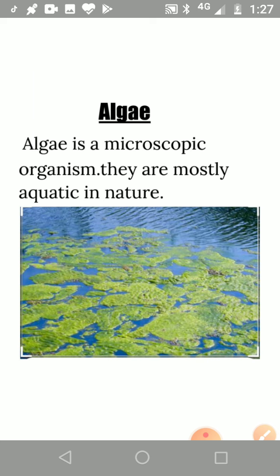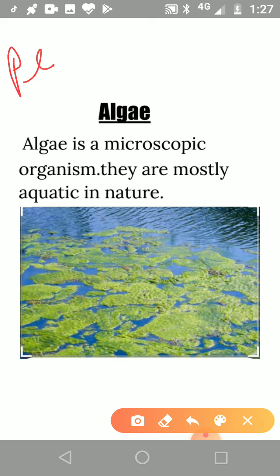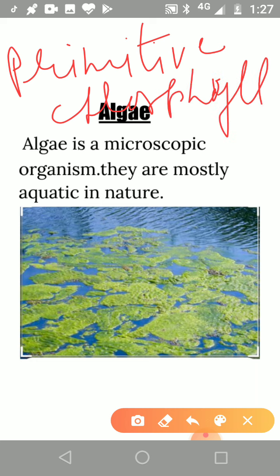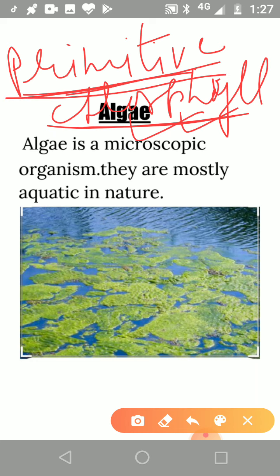Let us know what algae basically is. Algae is basically a primitive plant and contains chlorophyll. Because they contain chlorophyll, they conduct the photosynthesis process. Now what do we mean by primitive plant? Primitive means an old kind of plant, an old-fashioned plant.